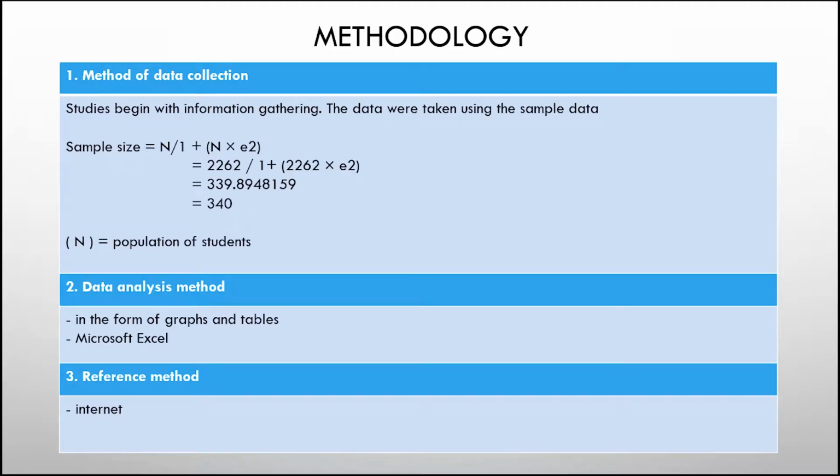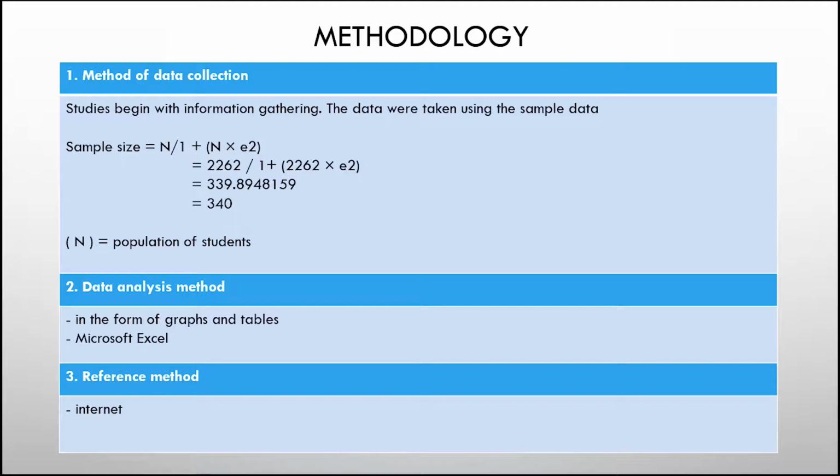Methodology is a method of study which is used to refer to one way to obtain study data or analysis of a material. We use secondary source data, which is obtained from existing trusted resources, either in raw form or compiled form. To obtain our findings, the first methodology used is the method of data collection. Studies begin with information gathering. The data were taken using the formula of sample data.